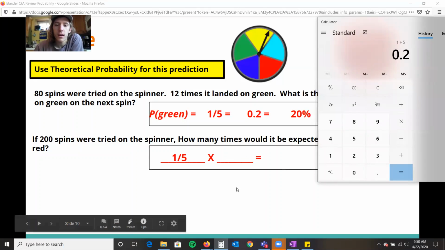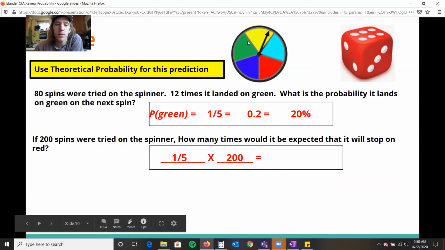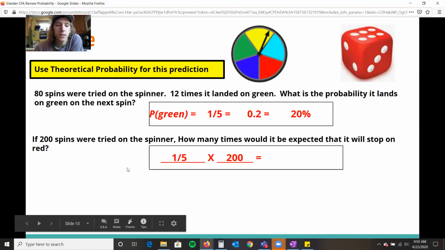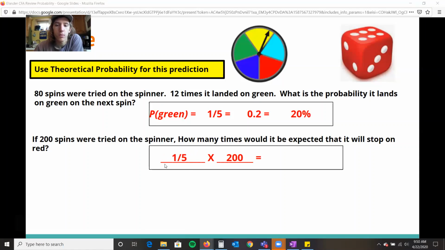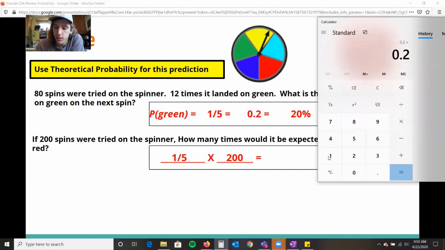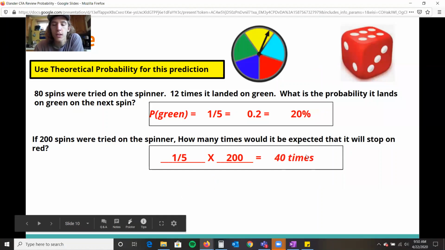So 1/5, there's a 1/5 chance of spinning a red on this, right? 1/5 for each of these colors. And if we do it 200 times, we say, what's the probability of it happening once? 1/5 times the number of times that we're doing it, 200. 1/5 times 200 is 40. Okay, so good job, guys. 40 times we can expect it to stop on red based on the theoretical probability.